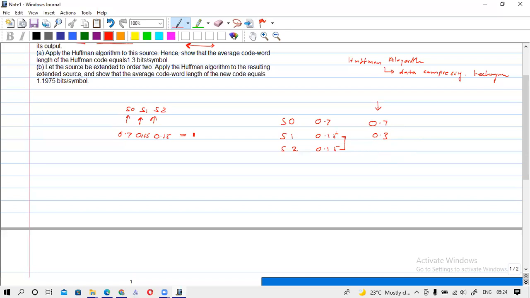You can see that this 0.7 is moved to here, and this 0.15 and 0.15 are added and moved to here.